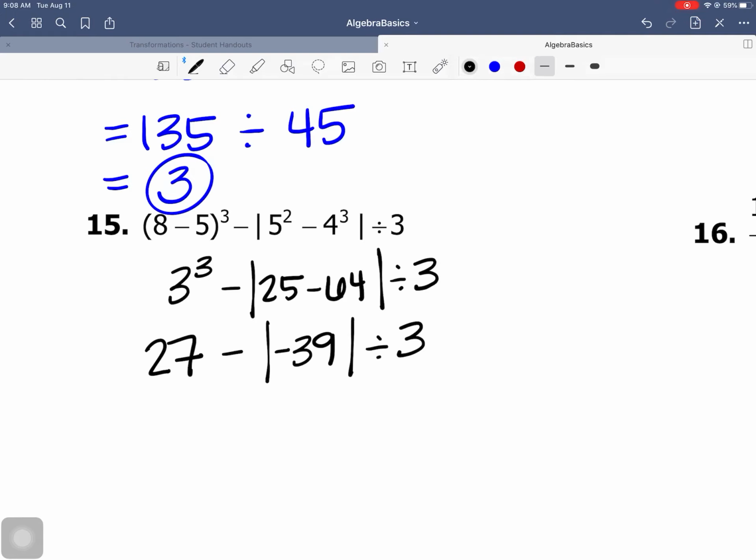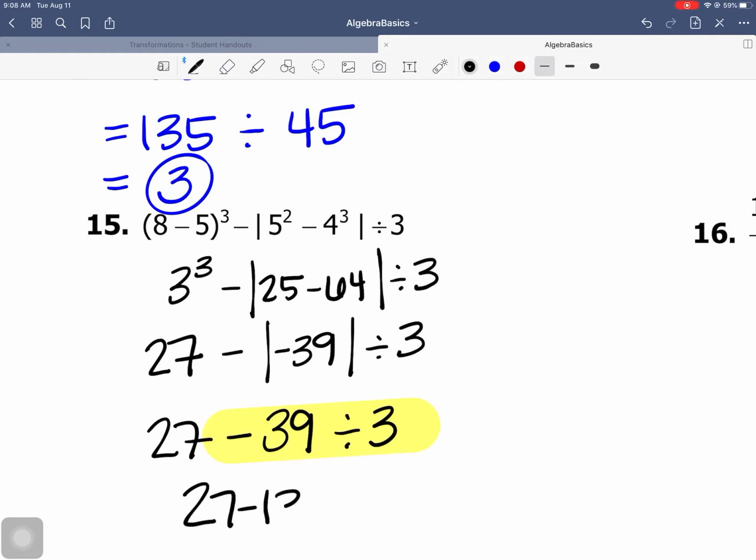Now, what's going to happen next is I'm going to say 27 minus positive 39, because it was the absolute value, divided by 3. I'm going to do negative 39 divided by 3. So that is 27 minus 13, which is 14.